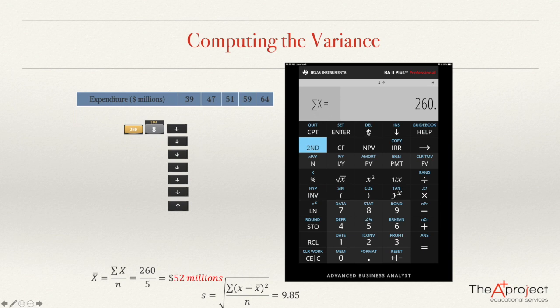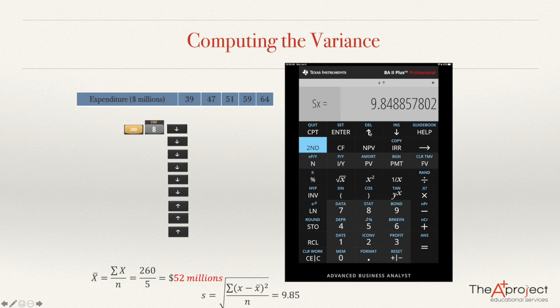For example, the sum of the x. I can go here. This is the standard deviation. Is this for a population? And I continue up to see the standard deviation. This is my standard deviation, 9.85, that is actually the answer that we got working with a formula.